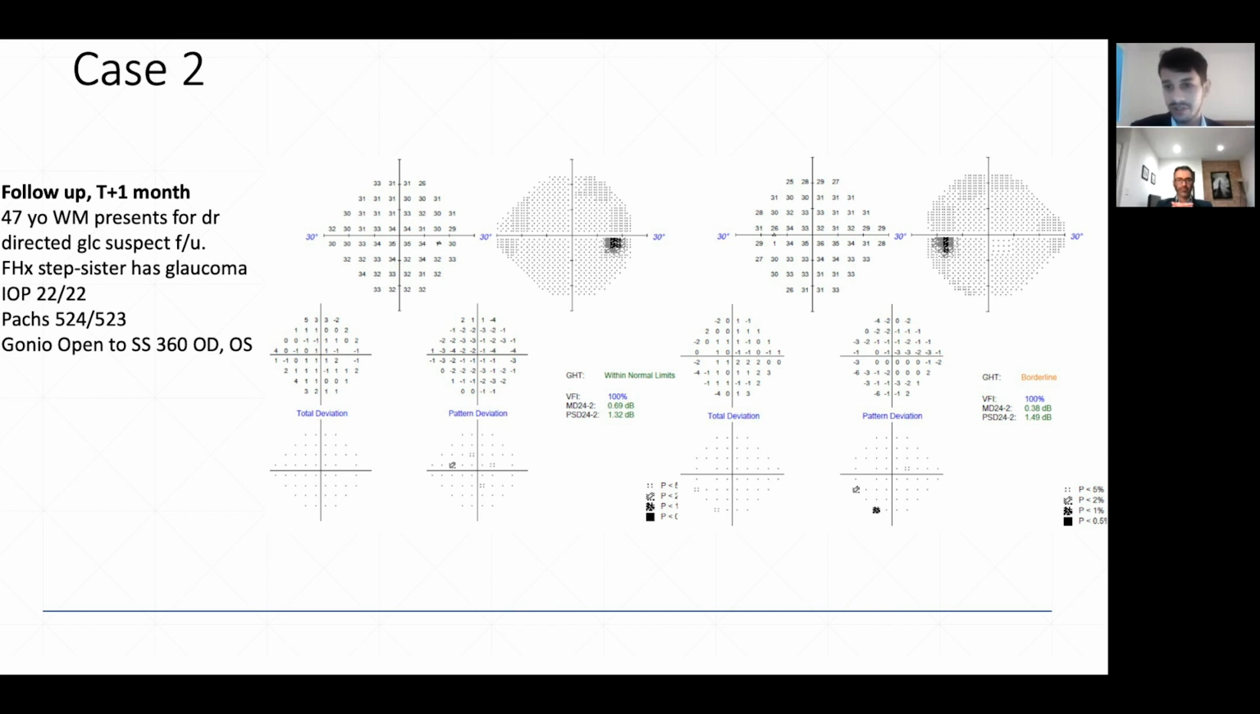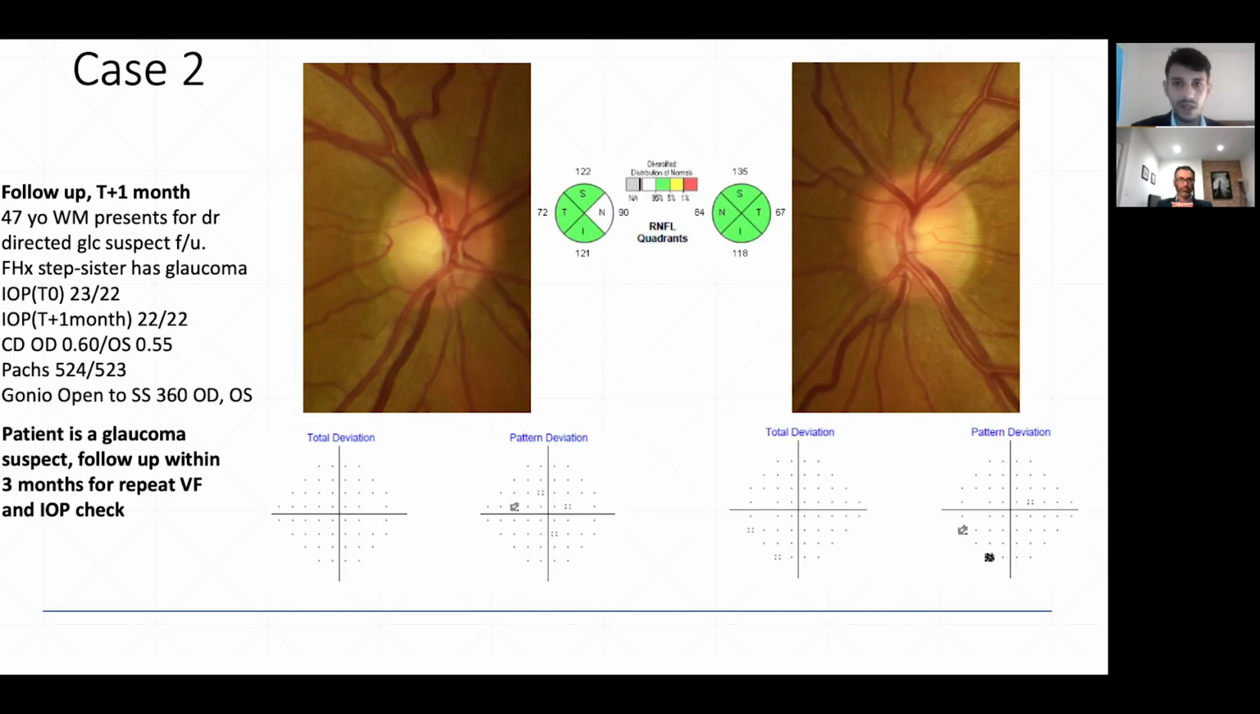These little edge defects are probably from the trial lens. I don't think it's too much to worry about. When we look at everything together, especially that quadrant, there is a little bit of asymmetry, the 122 versus a 135 superiorly, but it's not really correlating to much on the visual field. There are no real inferior defects that it would correlate to.